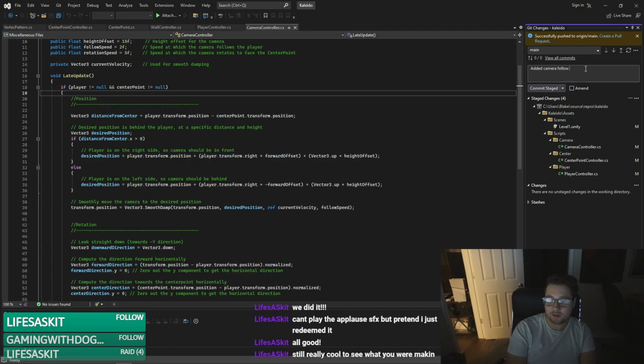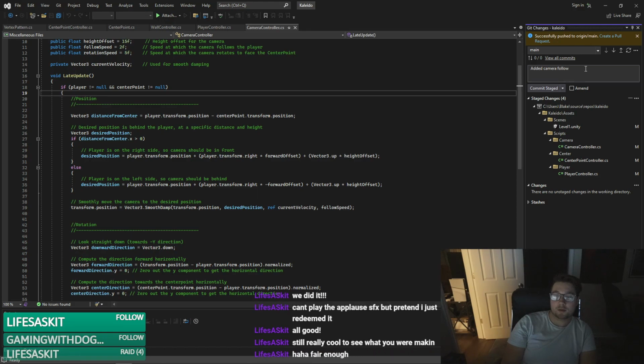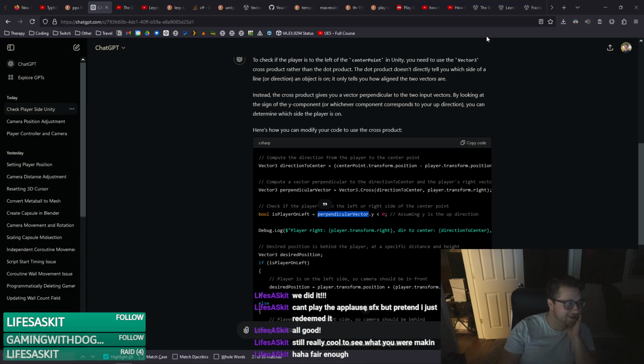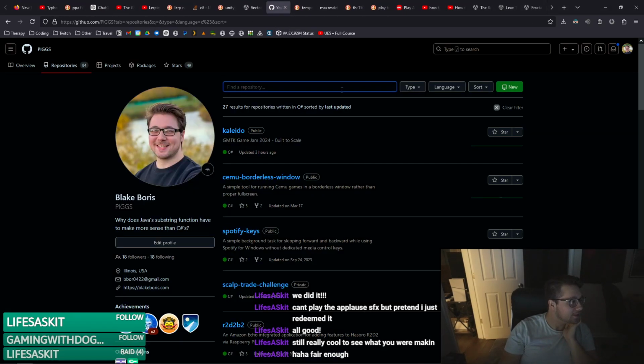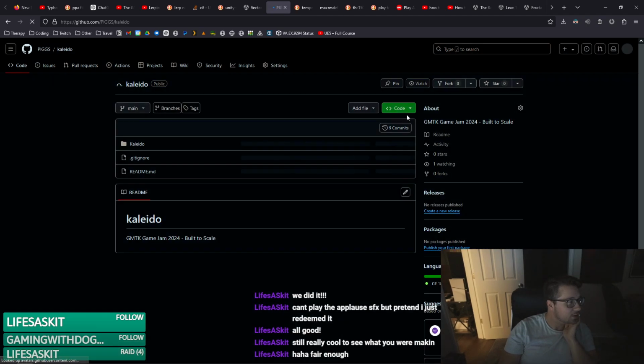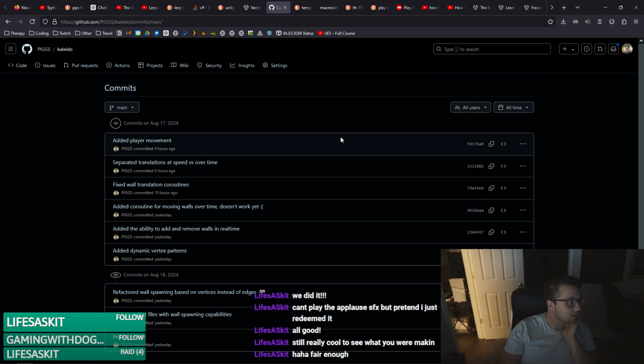Edit, camera, follow. I can't even think of what to put in the commit message. That's how tired I am right now. Edit camera. I'm so tired. Where are my commits? You can check out the code on GitHub if you really want.